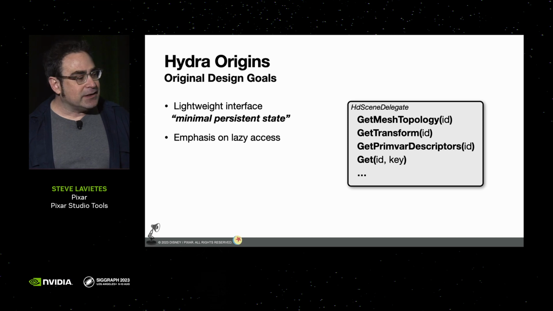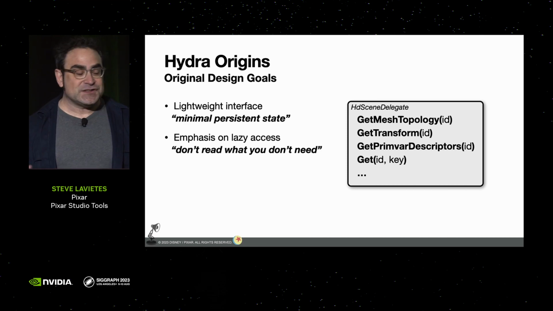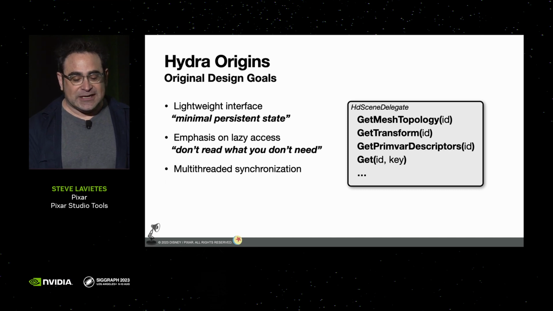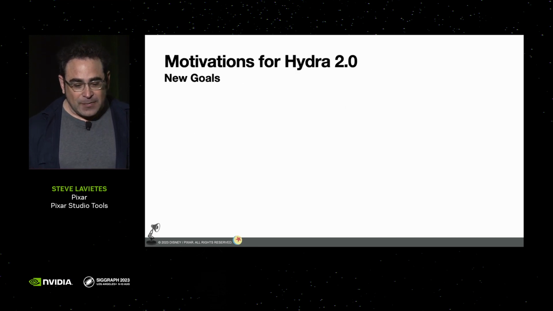There was an emphasis on lazy access because you don't want to read any data from the scene that you don't need. Because if we're storing a lot of information in USD, only some of it is going to be applicable to the interactive viewport. And the other primary goal of this was to make an API that enabled and encouraged multi-threaded synchronization, because this Hydra renderer, now called Storm, was really good at consuming information on multiple threads. And so we wanted to make sure that the scene abstraction API did not get in the way of that.